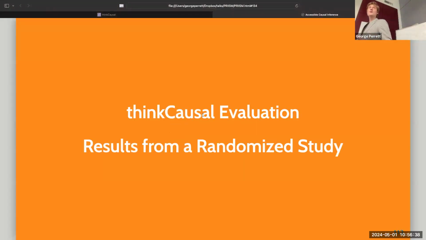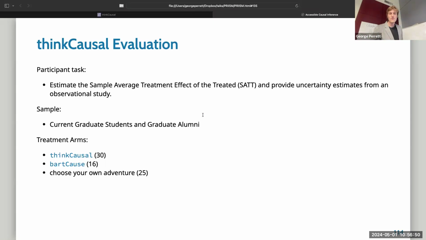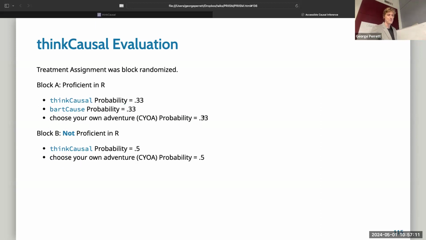Now, what I want to close with is there's a need to think, do our tools actually make the difference we want them to make? And so recently we've just wrapped up a randomized study where we've evaluated Think Causal. So what we did is we had a bunch of graduate students and alumni come into our lab. We had them estimate the sample average treatment effect on the treated. So we told them, hey, we want you to estimate this specific estimate for this variable and this treatment. And we randomly assigned them into 3 arms. They either used Think Causal, BART cause, or they chose their own method altogether.